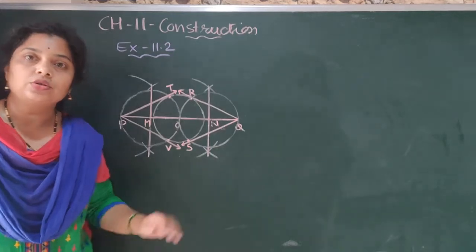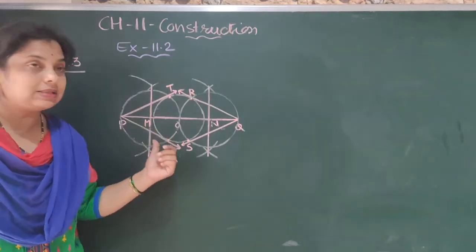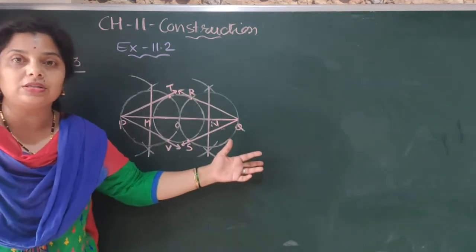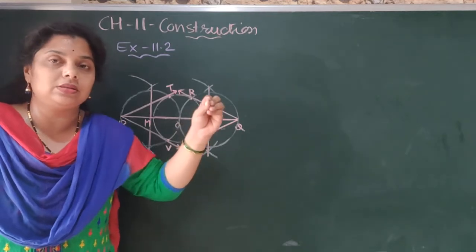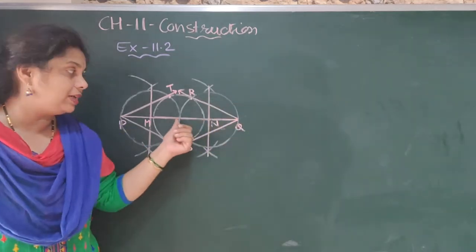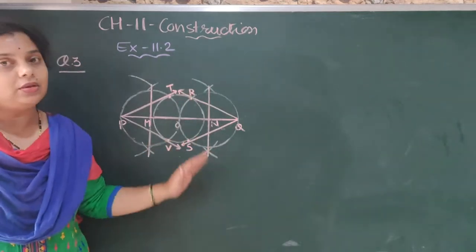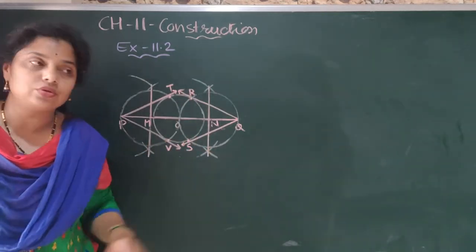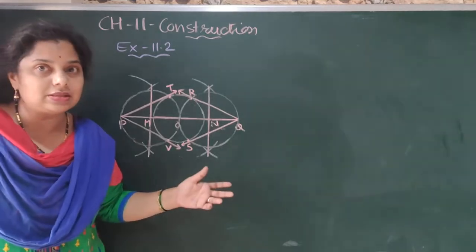Is it clear? So like this you can draw if they are asking for external points at the extent of a diameter's length from the center, and they are asking to draw a tangent, then you can follow these steps and you will get the construction. Is it clear? Can I repeat the steps again?